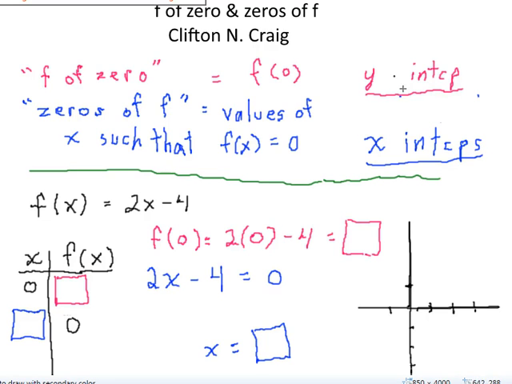Let's go straight to an example. We're color-coded here. Pink for y-intercepts, blue for x-intercepts. For this function, f of x equals 2x minus 4, f of 0 is a plug-in. Plug in 0 everywhere you see x, which is just here. 2 times 0 minus 4 is negative 4. So, put that in here as our answer for what is the y-intercept.